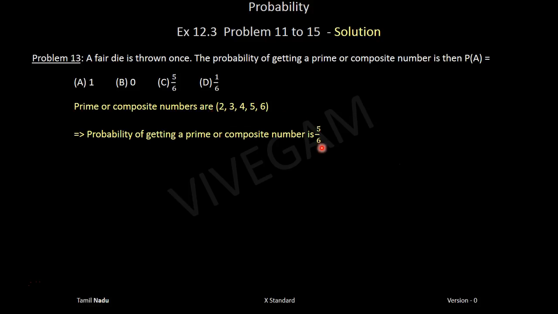So, 5 divided by 6, that is number of favorable outcomes divided by total number of outcomes. So, it is 5 by 6. So, that is option C.